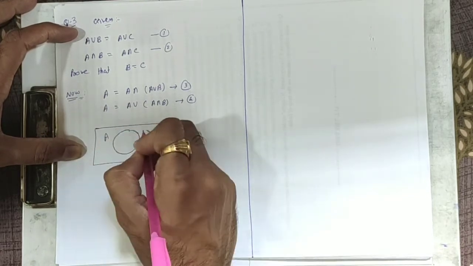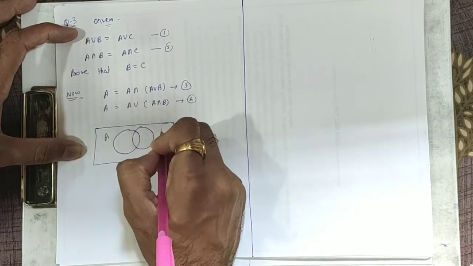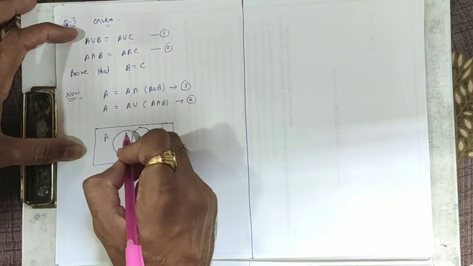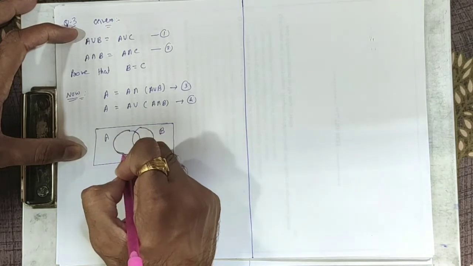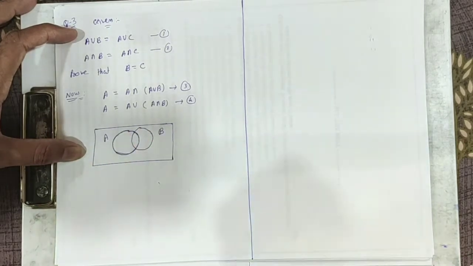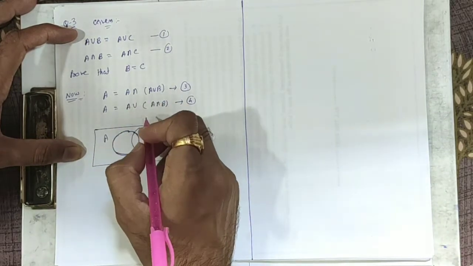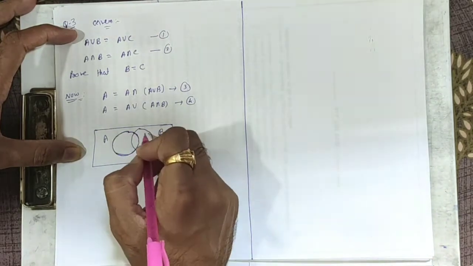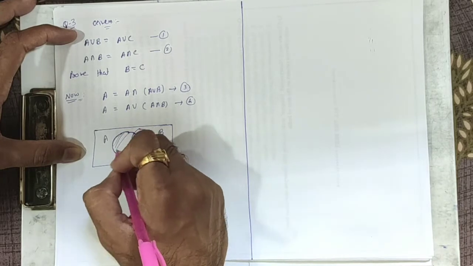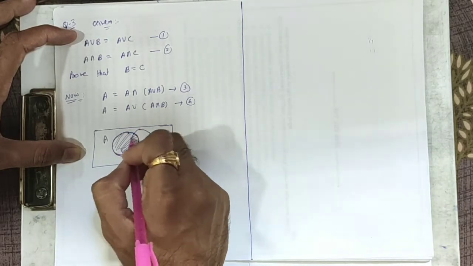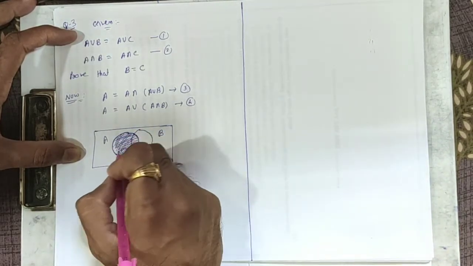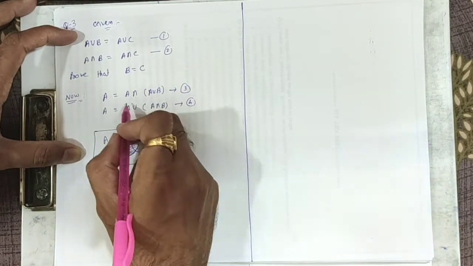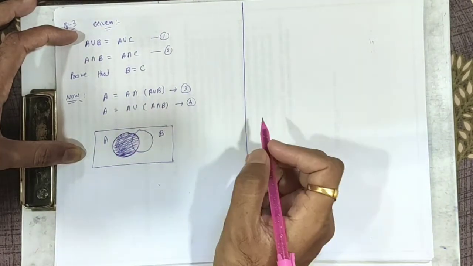Suppose this is set A and this is set B. So set A, that means the area of this circle. This area of this circle is nothing but the intersection of A with A union B. So the entire portion is A union B. This one and this one, intersection A with, is nothing but the set A itself. Clear? So this portion is nothing but A intersection with A union B.